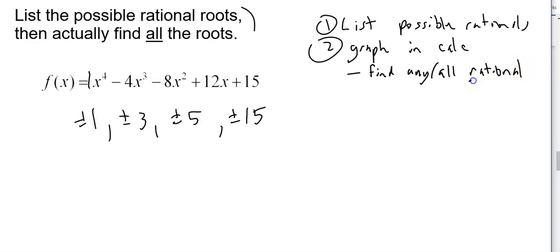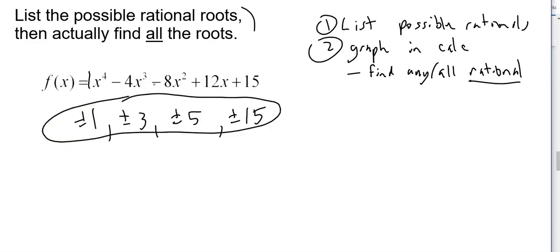So if you find an answer like 5.879, that's probably not rational. You want to get the nice rational solutions that come from this list of possibles. If there's one at 7.897, I don't want you grabbing that one. I only want you to grab the nice rational ones from the calculator. The other ones are going to be approximations. I don't want approximations. I want the exact answers here.